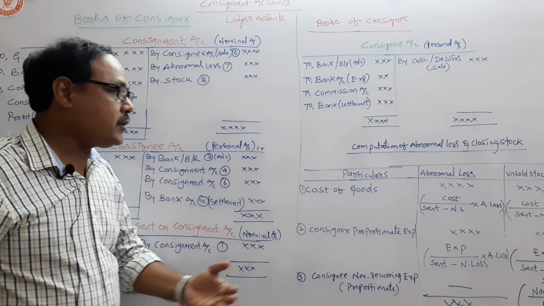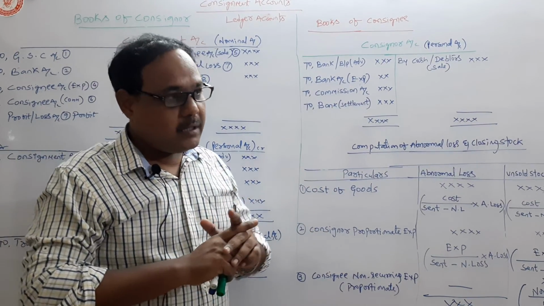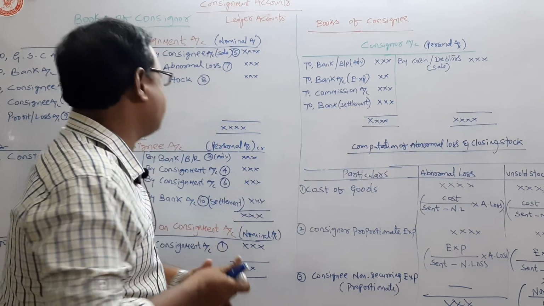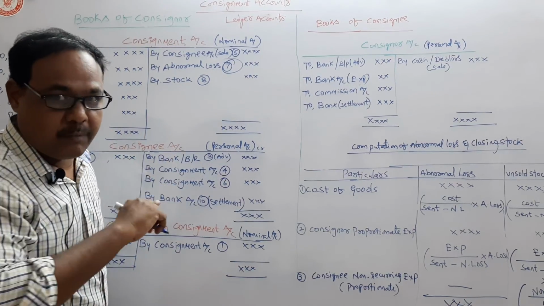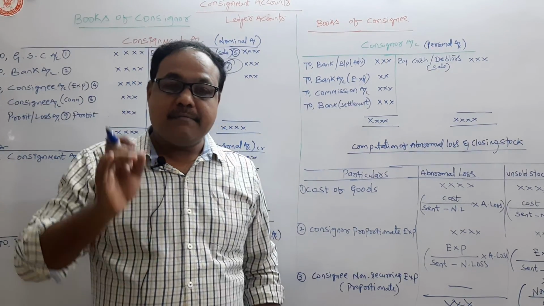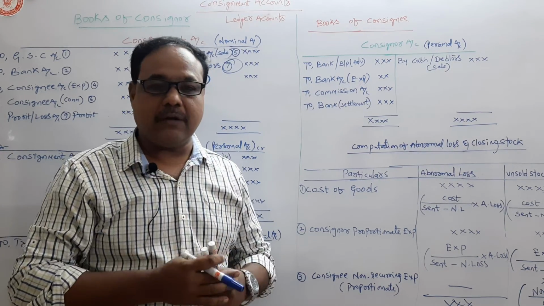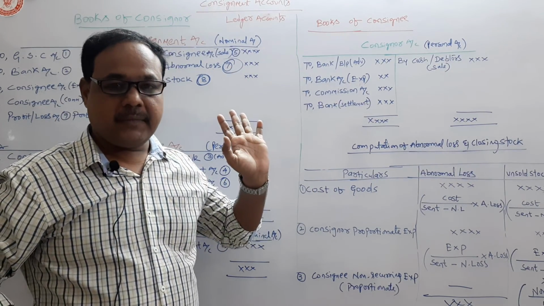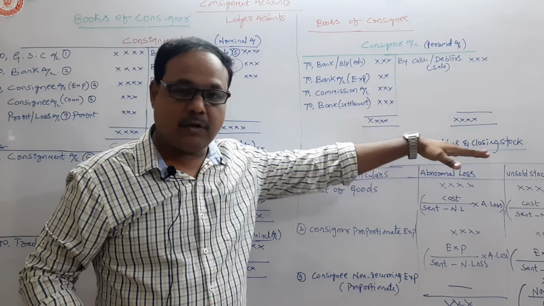Okay? Now, journal entries are over and ledger postings are also over. Next, coming to the calculation of abnormal loss, because abnormal loss and closing stock, these two are missing figures in every problem. So you have to calculate abnormal loss and closing stock. Now we will go to the abnormal loss calculation and closing stock.